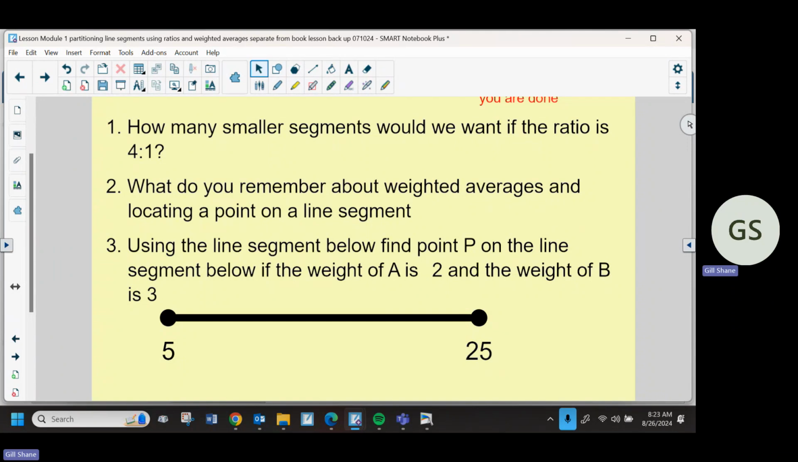This was the bell work. But this bell work is also kind of a review. It's a lot longer bell work, but it is all review stuff. We've done everything in this.